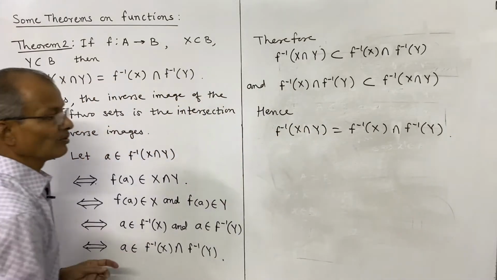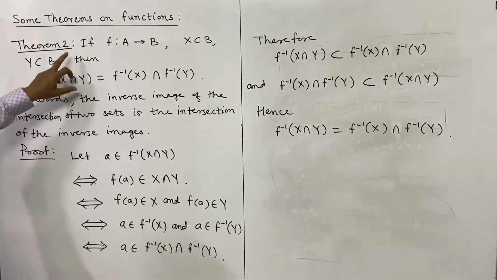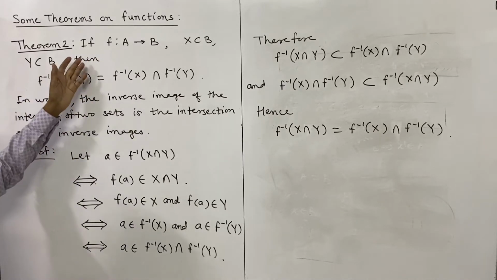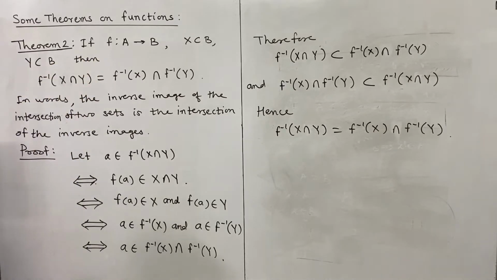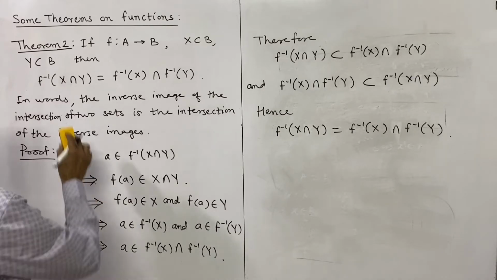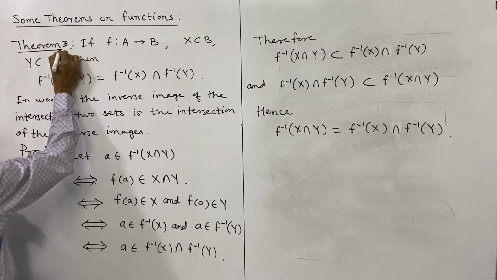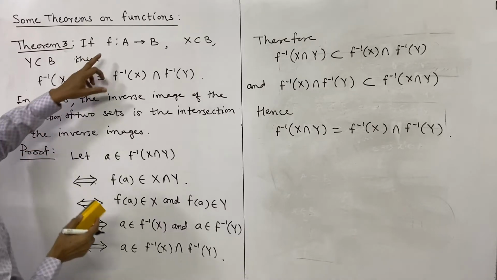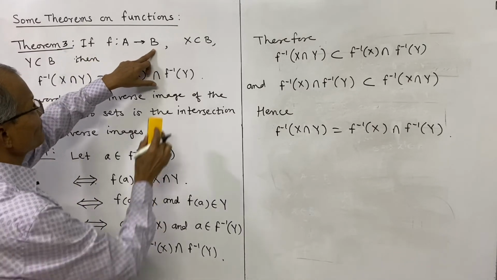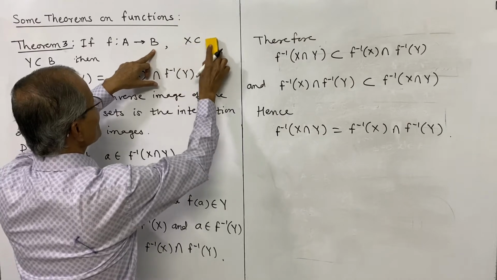So thus we have proved two results, theorems about the inverse image of union and the inverse image of intersection. Now we shall consider the third theorem, the theorem related to the image. If f is a function from A to B, and now suppose X is a subset of A.